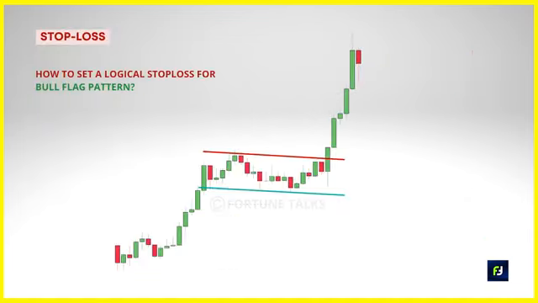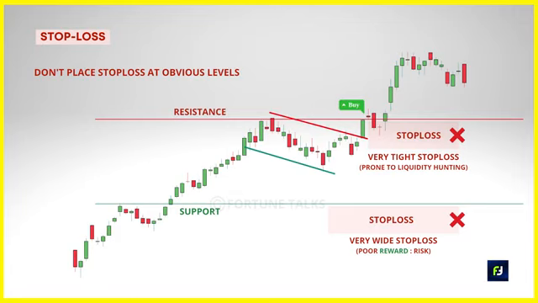Let us now focus on the criteria for setting stop losses. So how to set your stop loss when trading the bull flag pattern. Now you don't want to set your stop loss at obvious levels like supports and resistances, swing highs or lows, etc. And why is that? Because you can get your stop loss hunted easily. It is as obvious a level to you as it is for others, including the smart money.